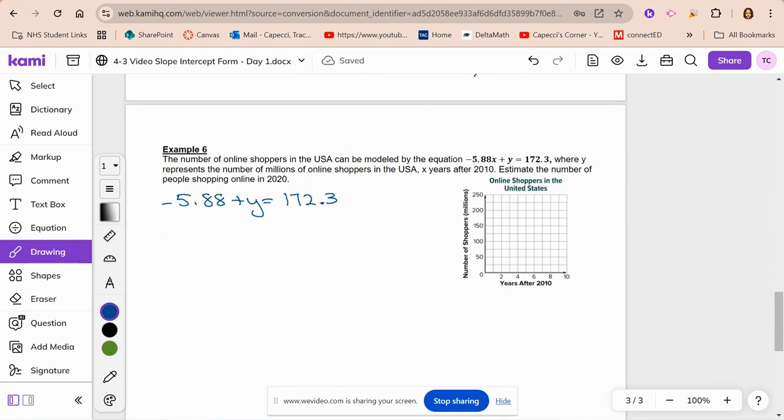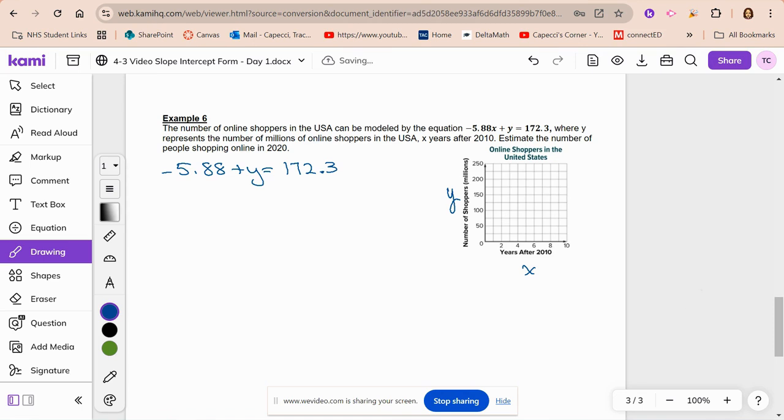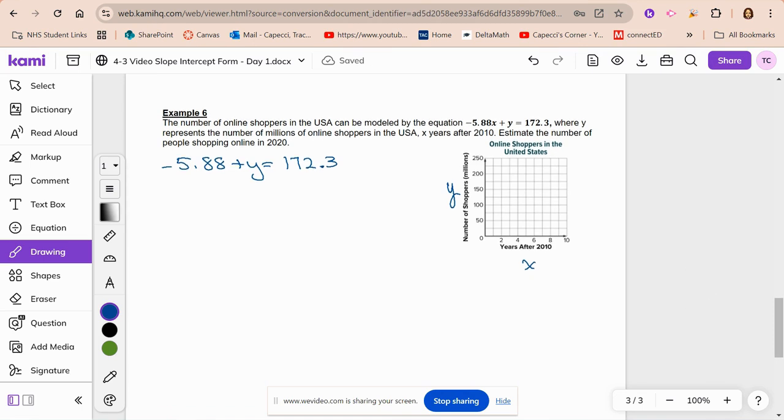All right, let's take a look at example 6. The number of online shoppers in the USA can be modeled by the equation negative 5.88x plus y is equal to 172.3, where y represents the number of millions of online shoppers. So this is y here, right? Let's look at our graph. Number of shoppers in millions, and x is the years after 2010. Estimate the number of people shopping online in 2020. So we're going to have to do that. And they also want us to graph.